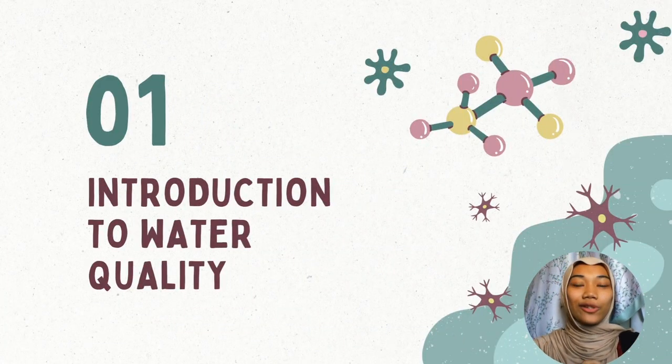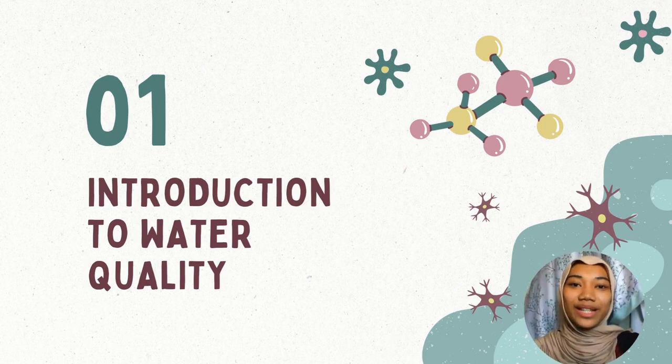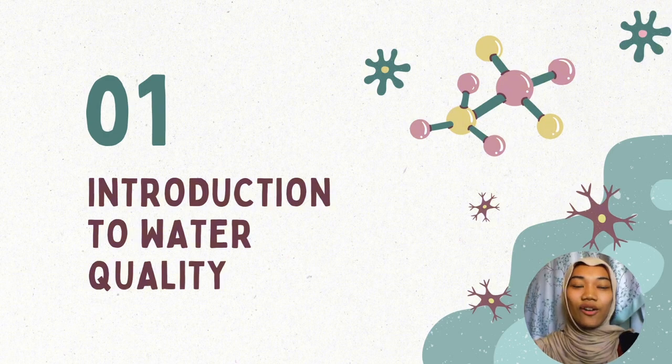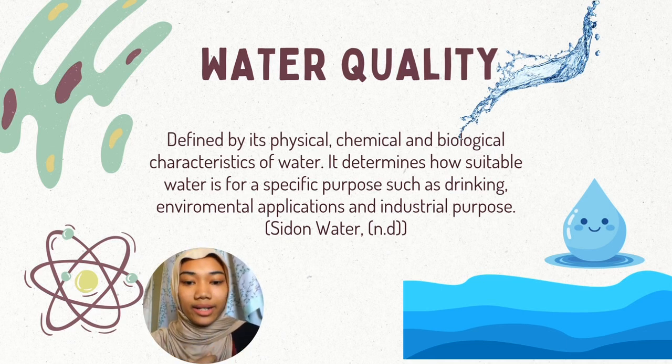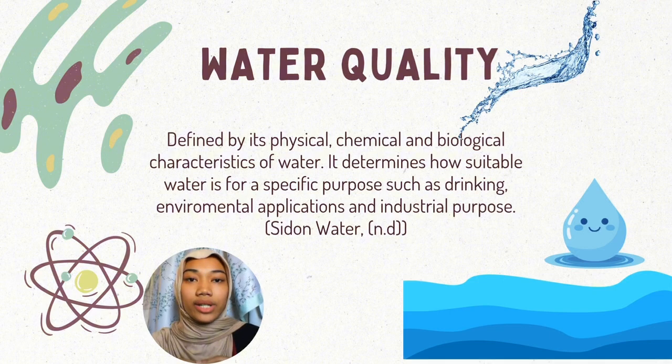Today we will present our topic, analysis of water quality using pH measurement and acid-base titration. First, introduction of water quality. Let us understand what water quality means. Water quality refers to the physical, chemical and biological characteristics of water that determine whether the water is safe and suitable for various uses such as drinking, industrial purposes and environmental applications.